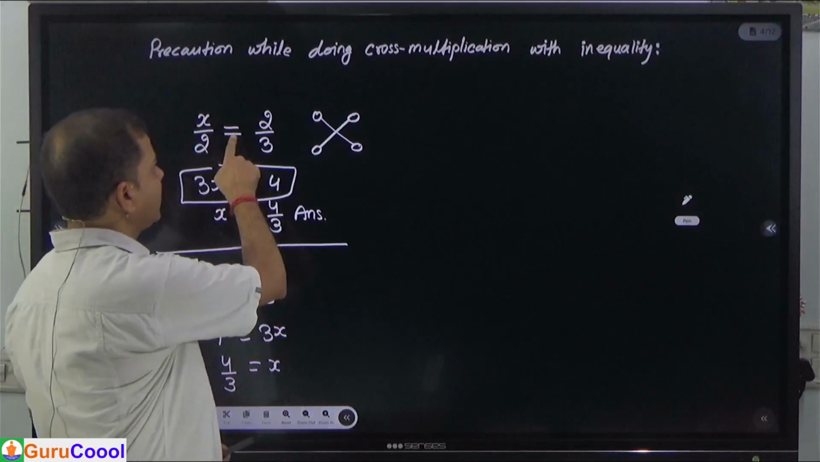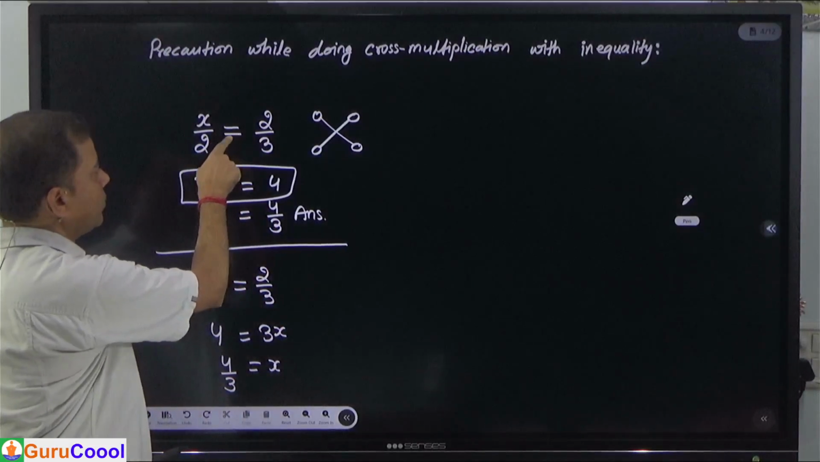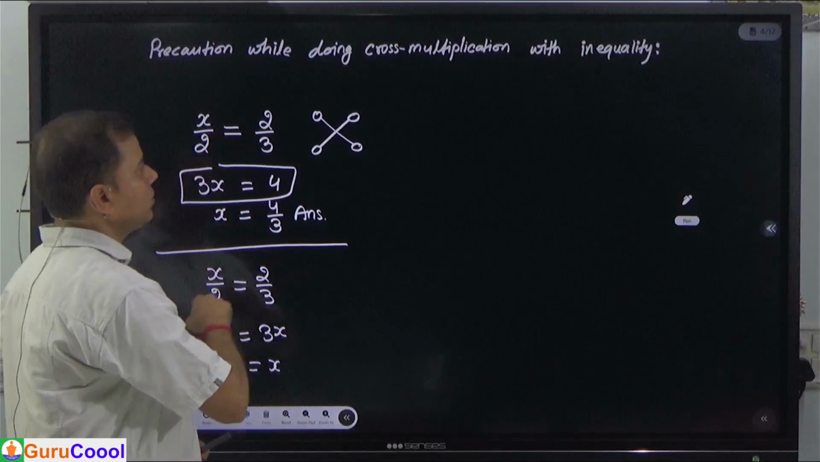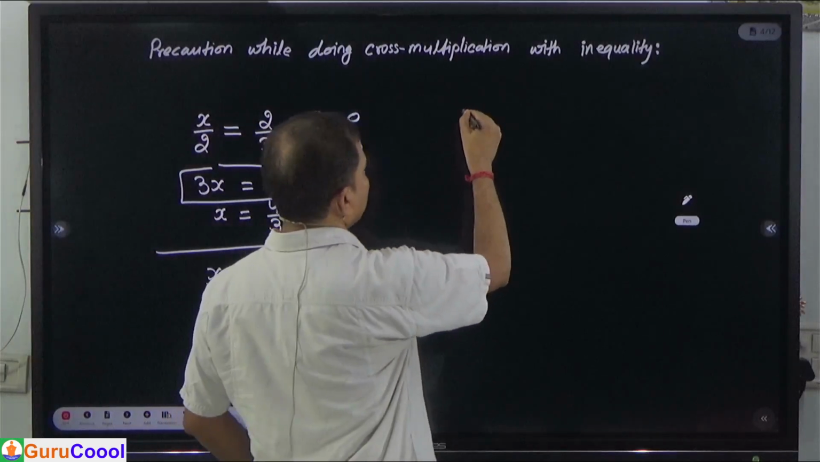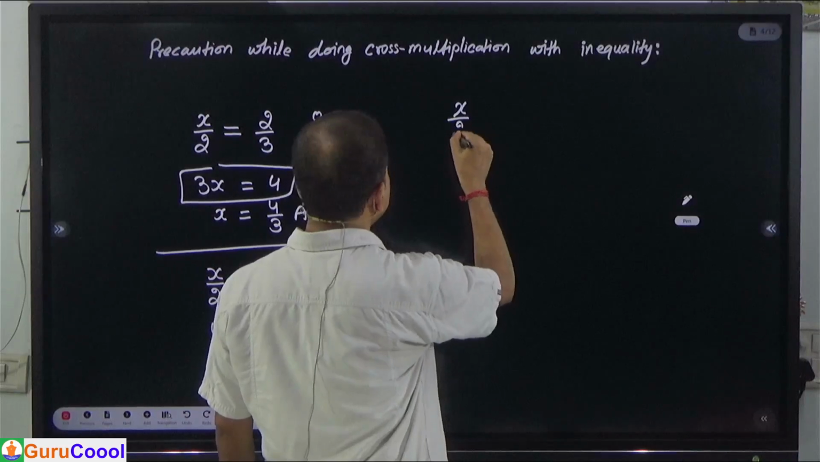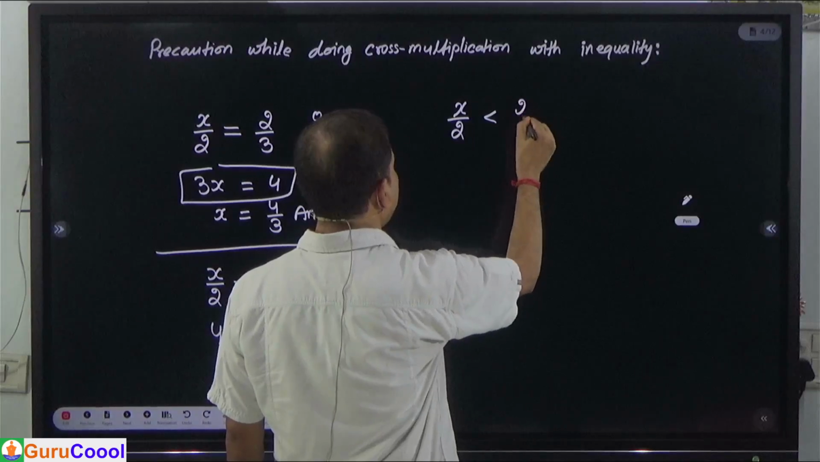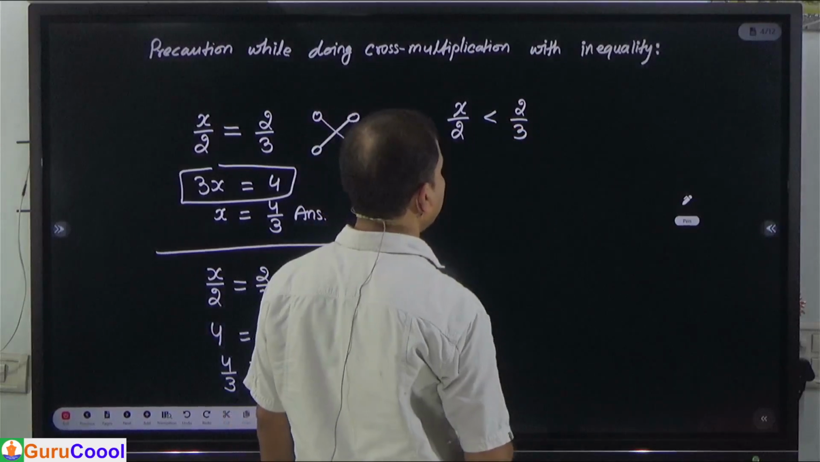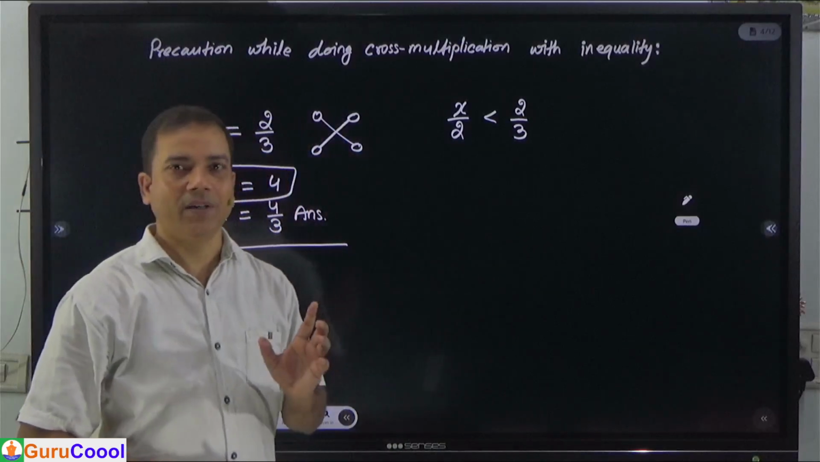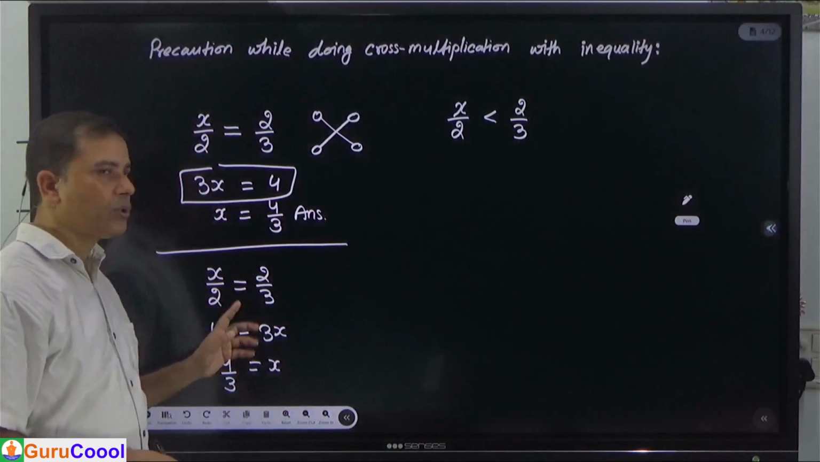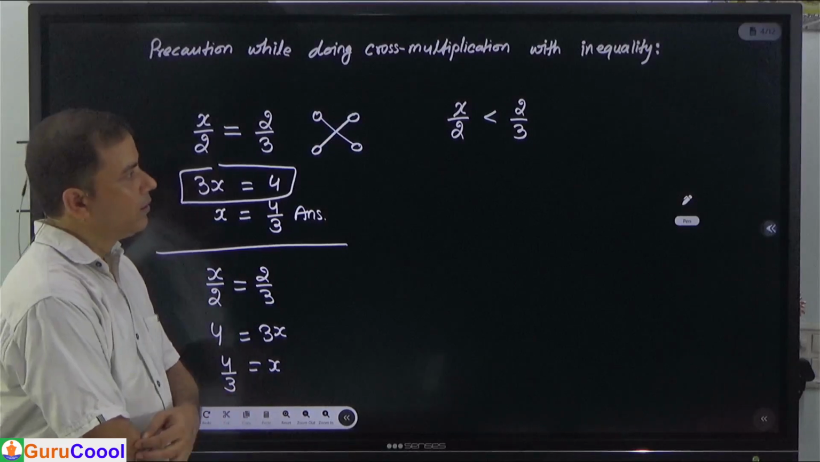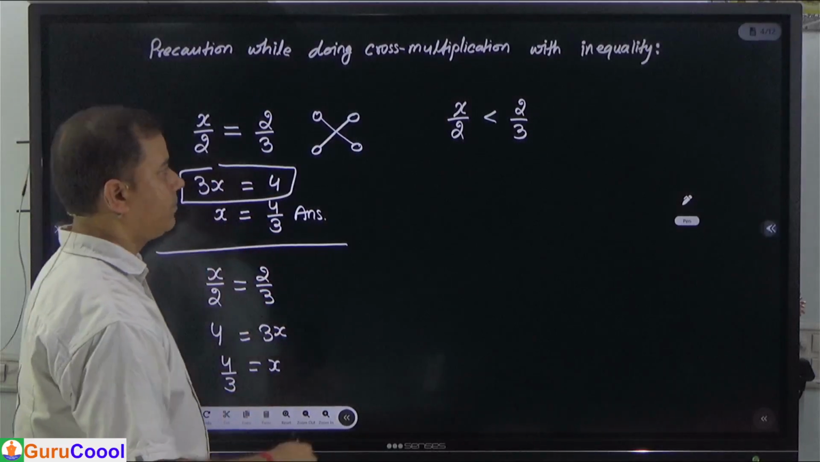I'm going to show you with the same. I will remove the equal sign and I will write here an inequality sign. So x by 2 lesser than 2 by 3. Now here we need to be careful. We don't have both of these choices. See what happens if we try both of them.